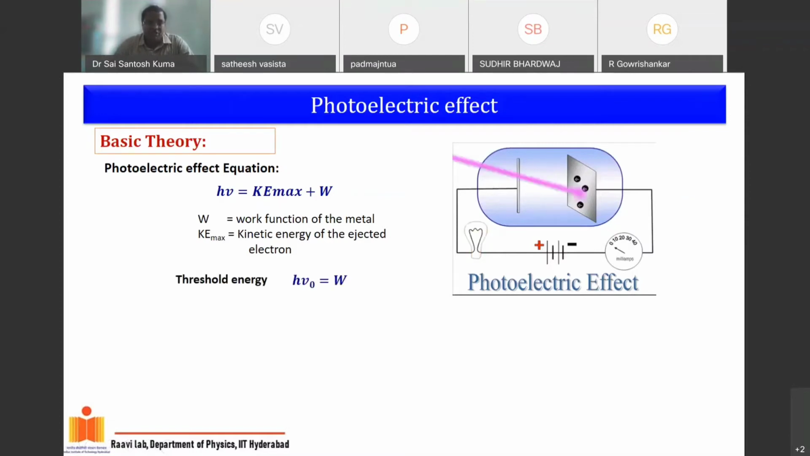Okay, and the threshold energy is h nu not equal to W, which is the work function. So therefore, it is important that your frequency is always greater than that of the threshold frequency in order to start seeing the photoelectric effect.